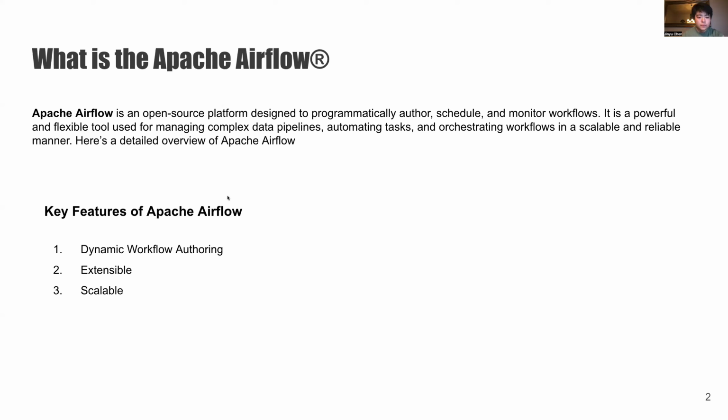Scalable. Airflow is designed to scale with your infrastructure, from running on a single machine to a large distributed system. Robust scheduler. The scheduler can orchestrate complex workflows by executing tasks in the correct order, handling task dependencies, and retries in case of a failure.